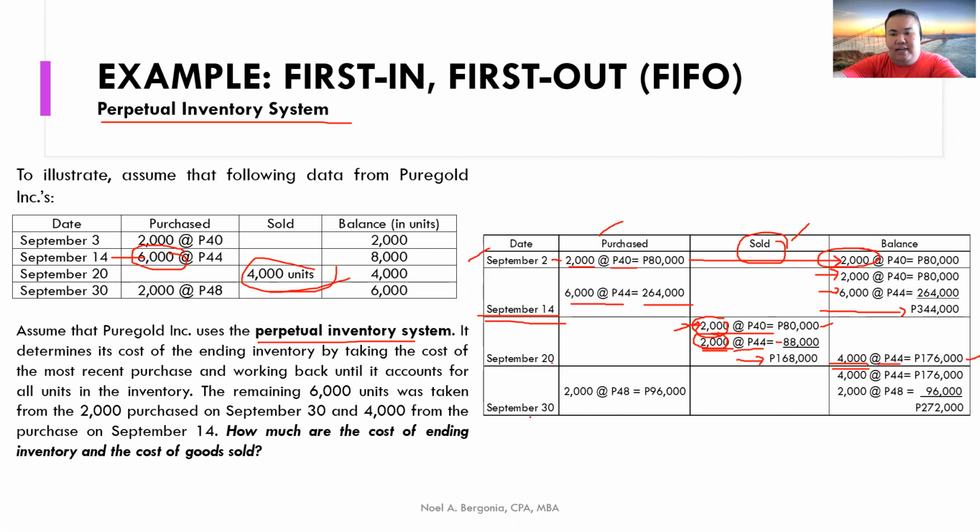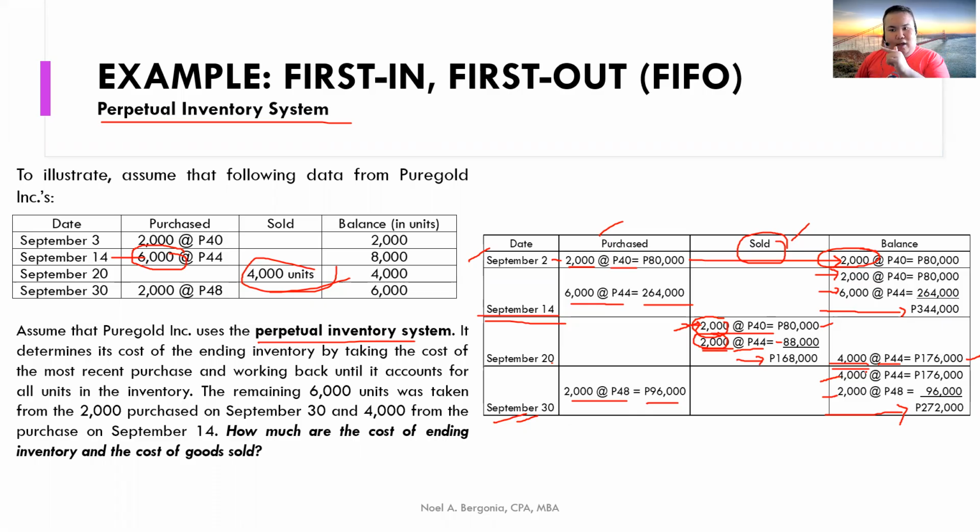And then finally on September 30, bumili ulit tayo ng 2,000 units at 48. We have 96,000. So in the balance, pinagsama lang natin yung September 20 na balance na 176,000 and the purchases that we made on September 30 worth 96,000. So the ending balance of our inventory is still 272,000. Okay? So from the data itself, napansin niyo na since this is FIFO perpetual, we just simply monitor our sales and purchases. We tend to segregate it kasi nga po what happened is yung kung ano yung unang binili, yun yung unang madi-dispose.